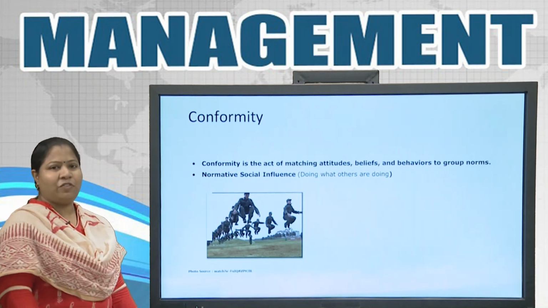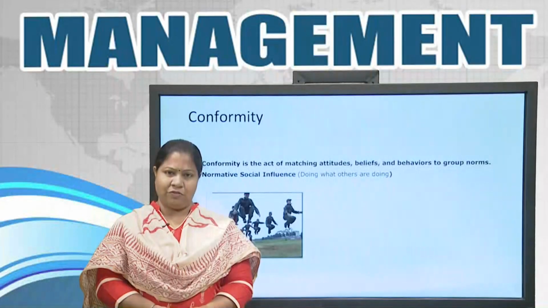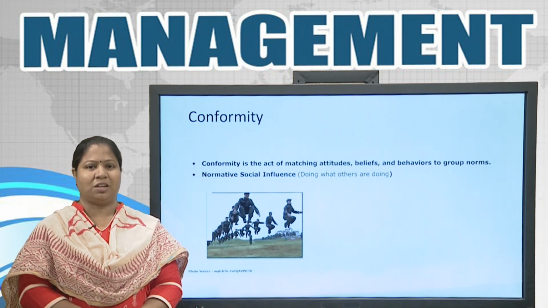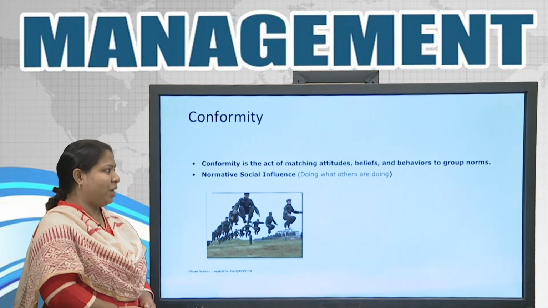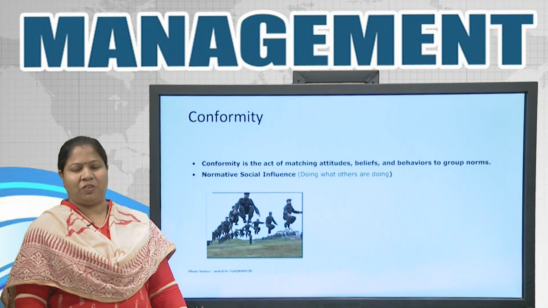Next, we will see conformity. What do you mean by conformity? Conformity is the act of matching attitudes, beliefs and behaviors to group norms. Right. In your book, you must have read there are 4 types of influences mentioned. One is normative, second informative, third is minority influence and fourth is gender influence. Here we are covering 2 main ones. One is normative influence. What do you mean by normative influence?